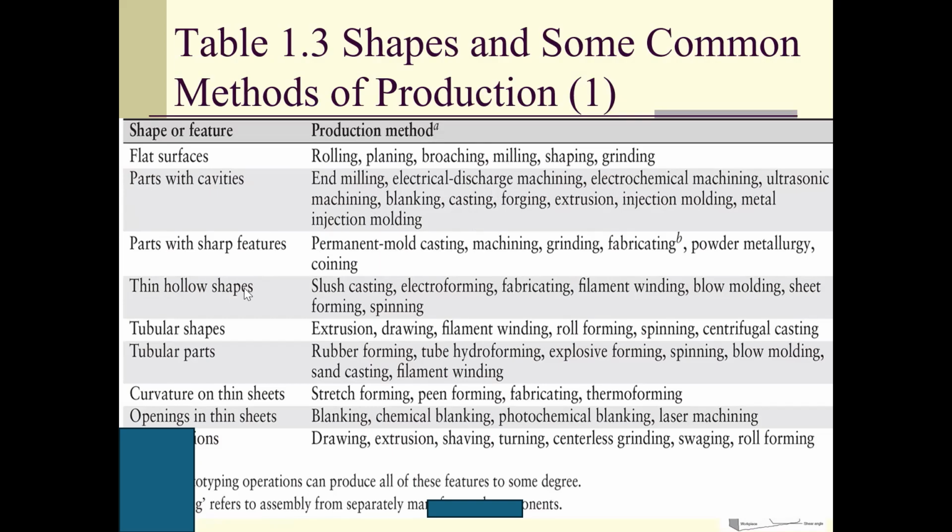Thin hollow shapes are very, very difficult to machine. So you need to be very, very careful. And slush casting, electroforming, and filament welding. You can take a look. Tabular shapes and tubular parts, the curvature on thin sheets, openings in thin sheets. This is cross sections. For all these things, based on different shapes or features, you can use this table to look for the highly appropriate manufacturing processes. So based on different features, you need to select different manufacturing processes.